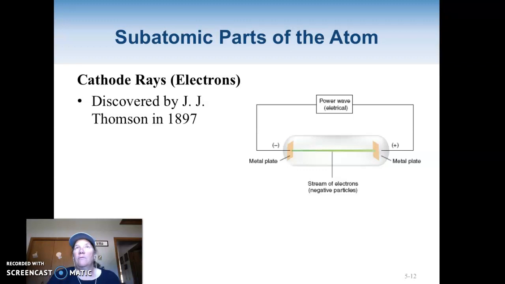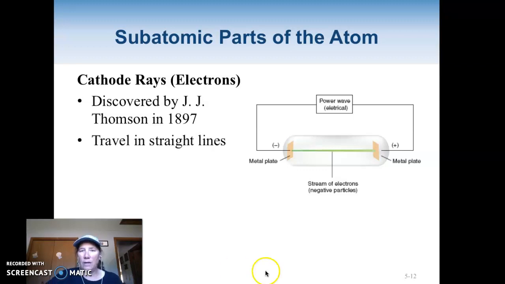We know Dalton discovered that there are these little particles that you can't break down. But now they actually started finding parts of it. So almost 100 years after Dalton, a guy by the name of Thomson discovered that there were actually charged particles in an atom. And he did it with a cathode ray, which you can see right here. They travel in straight lines.